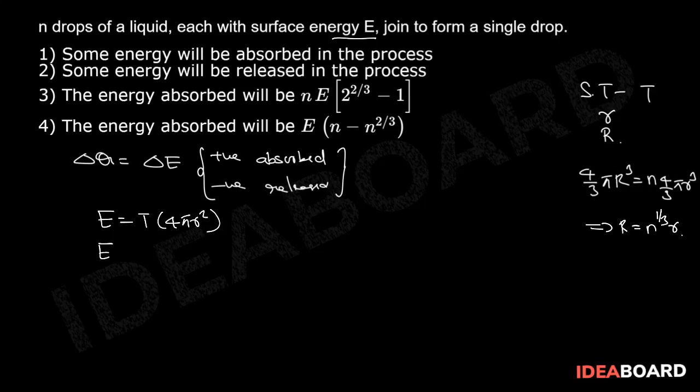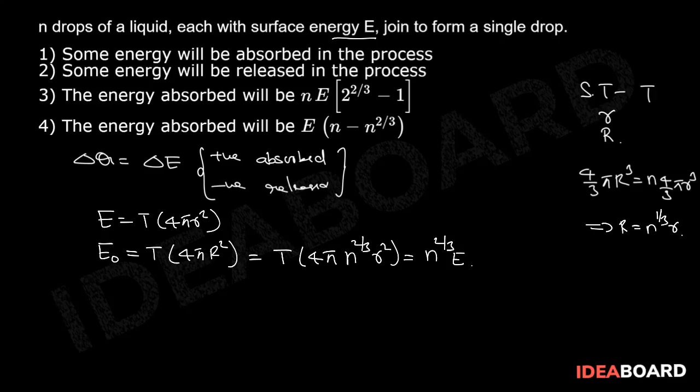And the surface energy of the bigger drop, E naught, should be equal to T times 4 pi capital R squared, which I can write as T times 4 pi n to the power of 2/3 times small r squared, which is equal to n to the power of 2/3 times E. Now the initial surface energy E_i is nothing but the surface energy of the sum of all individual drops, that is equal to nE. The final surface energy at the end of the process is nothing but the surface energy of the bigger drop, that will be n to the power of 2/3 times E.